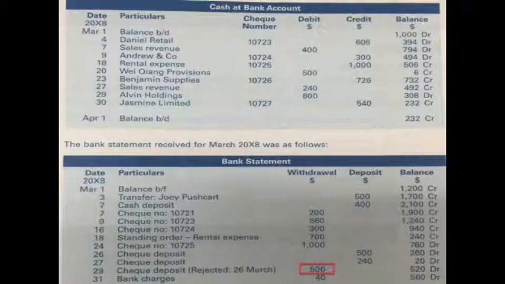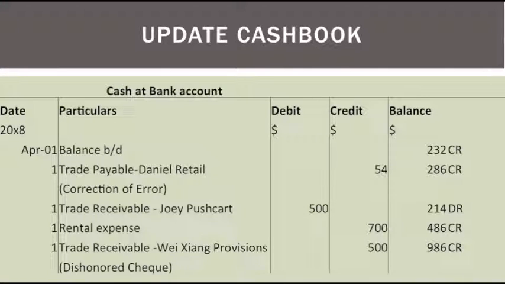Then we see that there is a check deposit that was rejected. There's a withdrawal of $500. Because this is a dishonored check, we have to capture this so-called withdrawal in our cash book as well. To update our cash book for this reduction in our cash at bank, we will credit cash at bank $500, giving us a balance of 986 credit. This is because of our trade receivable, Xiang Provisions, that's why we write it in our particulars. And this is a dishonored check.